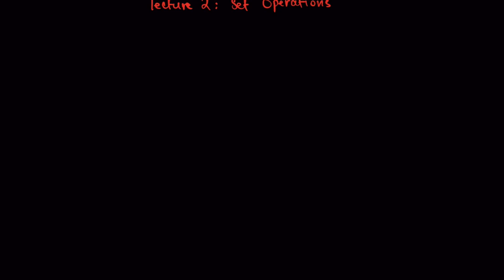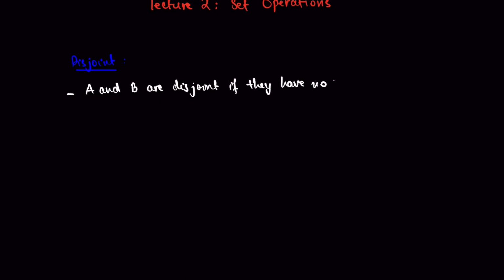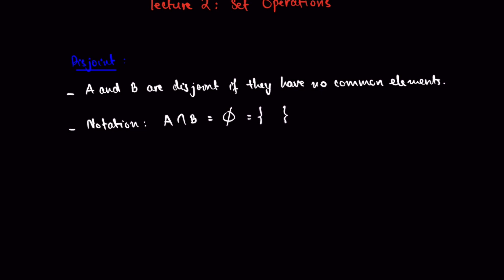In this video of set operations, I will talk about two operations called disjoint and difference between sets. So the first concept is disjoint between two sets. By definition, A and B are disjoint if they have no common element. So the notation of this is that A intersect with B is going to give you an empty set, or the empty set can be written as this.